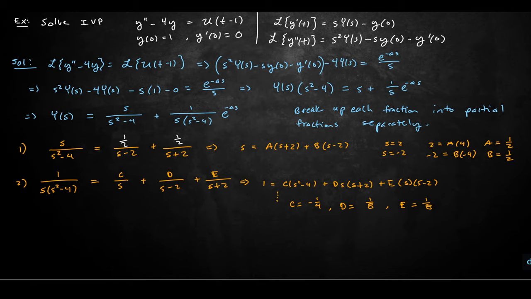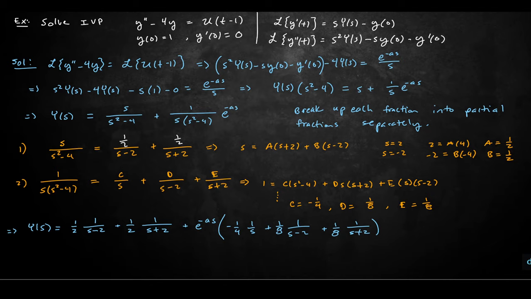So that means, if we go back to our problem, that capital Y of s can actually be written as 1/2 times 1 over (s minus 2) plus 1/2 times 1 over (s plus 2) plus e to the negative as times negative 1/4 times 1 over s plus 1/8 times 1 over (s minus 2) plus 1/8 times 1 over (s plus 2). So that is our capital Y of s. And we did that so that we can take the inverse transform.